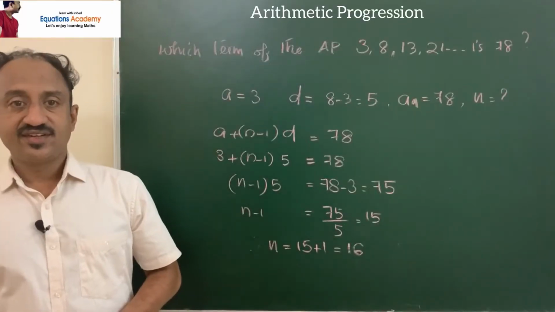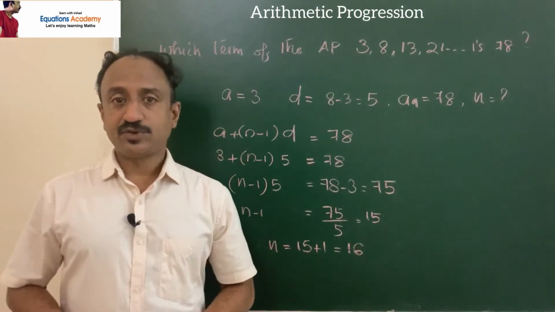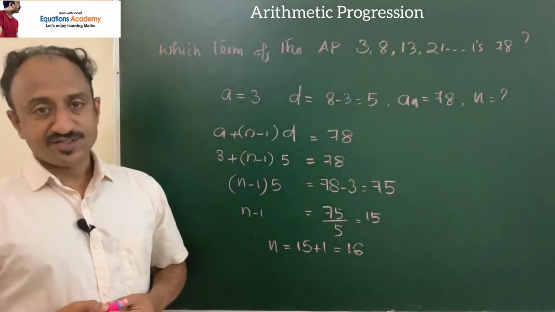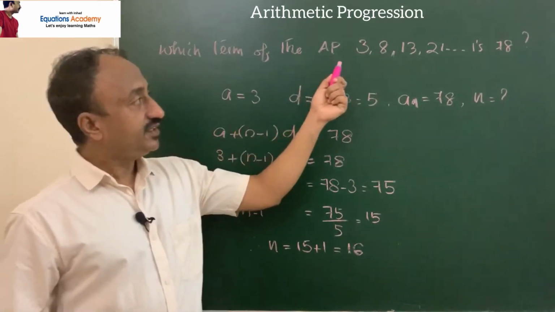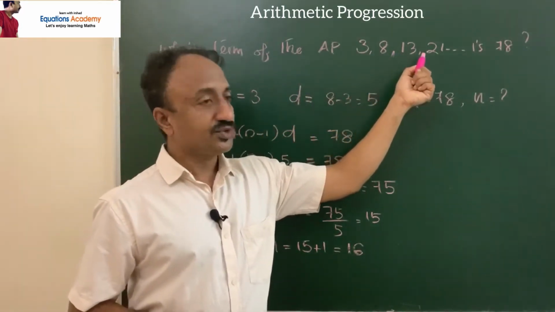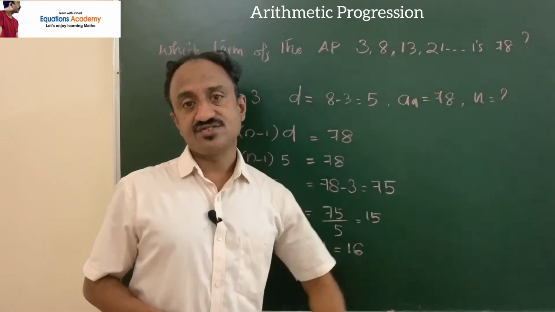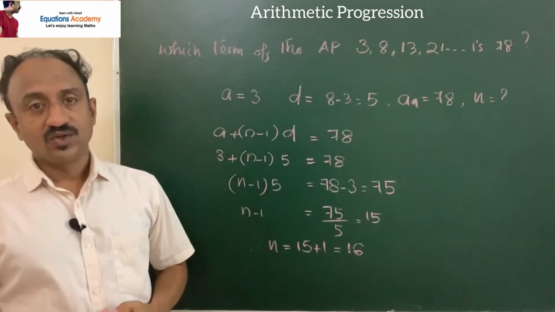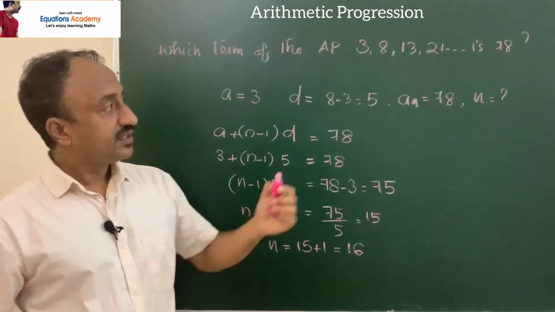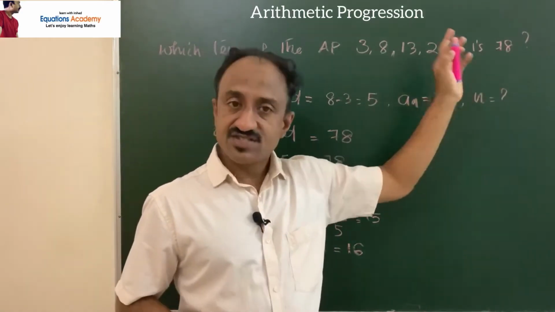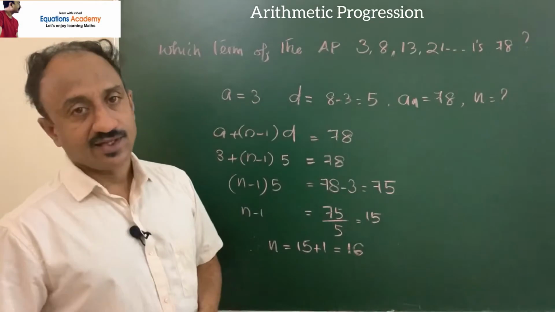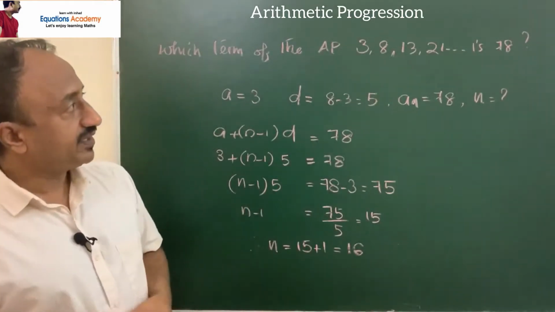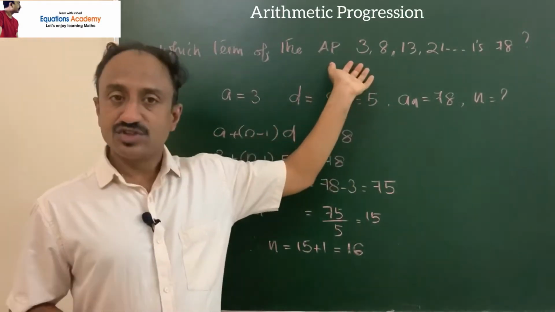Dear students, we will continue arithmetic progression. Next problem is, which term of the AP 3, 8, 13, 21, etc. is 78? We need to find the 78. The given 78 is which term of this AP? So for that, what is given? The arithmetic sequence is given.